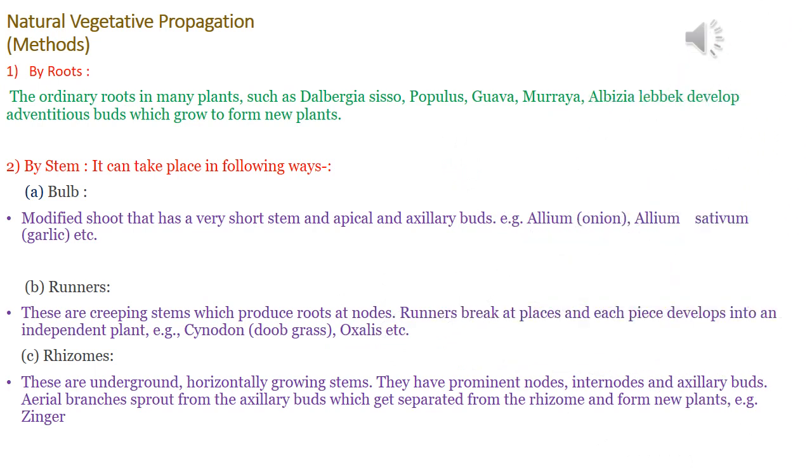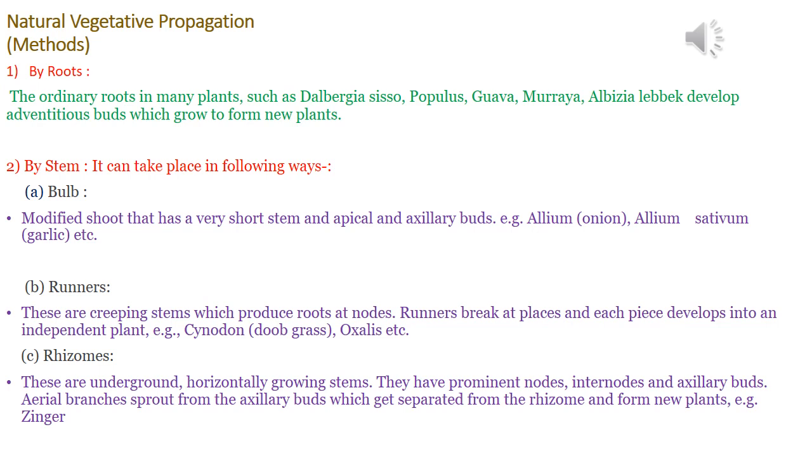So let's talk about natural vegetative propagation first. So the methods. The first method is by root. Ordinary root in many plants, for example shisham plant, guava, murraya, albizia species, they have adventitious buds, and these adventitious buds are responsible for growth of new plant.